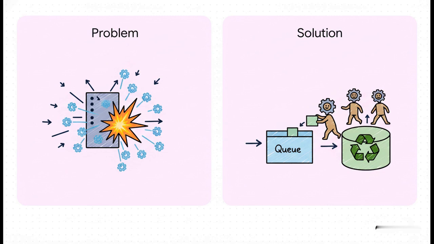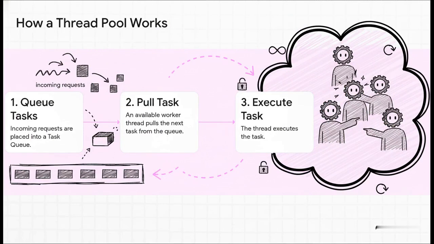The solution, though, is so elegant. Instead of constantly creating and destroying threads, we just create a fixed number of them up front and reuse them over and over. Okay, so let's trace the flow. Picture this. All your incoming requests get dropped into a task queue. Meanwhile, you have this pool of worker threads just waiting. An available thread grabs the next task from the queue, does the work, and then, and this is the absolute key, it doesn't die. It just goes right back into the pool, ready for the next job.